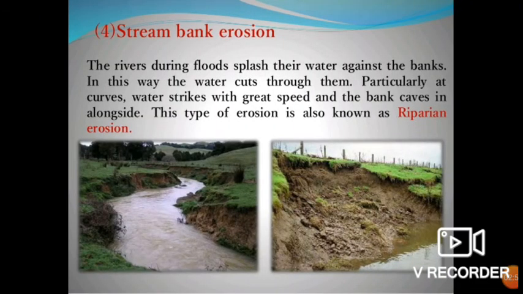Stream bank erosion. The river during floods splashes its water against the bank. In this way, the water cuts through them, particularly at caves. Water strikes with great speed and the bank caves in alongside. This type of erosion is also known as riparian erosion.